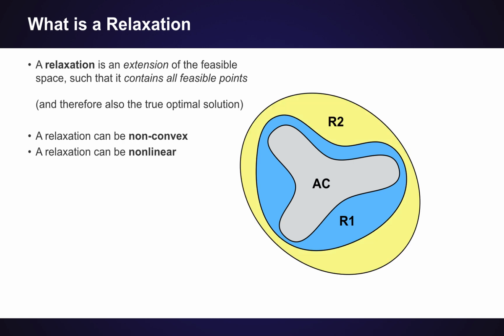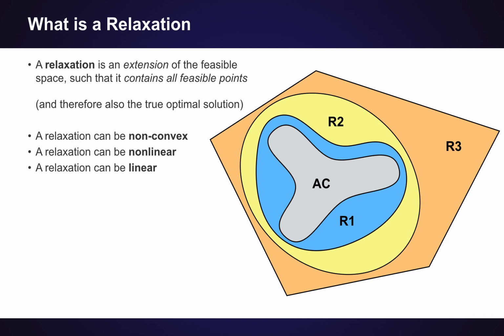A relaxation can be convex but non-linear, as is the case for this yellow example. Or the relaxation can be linear. So it can be many different things. And in particular, what we are seeing here is that relaxations are really not unique. Anything that extends the feasible space and still contains all the feasible points, or is guaranteed to contain all the feasible points, will still be a relaxation of the problem.